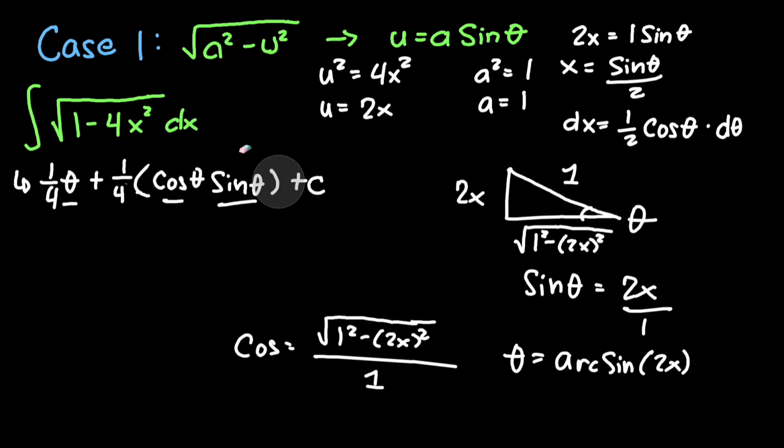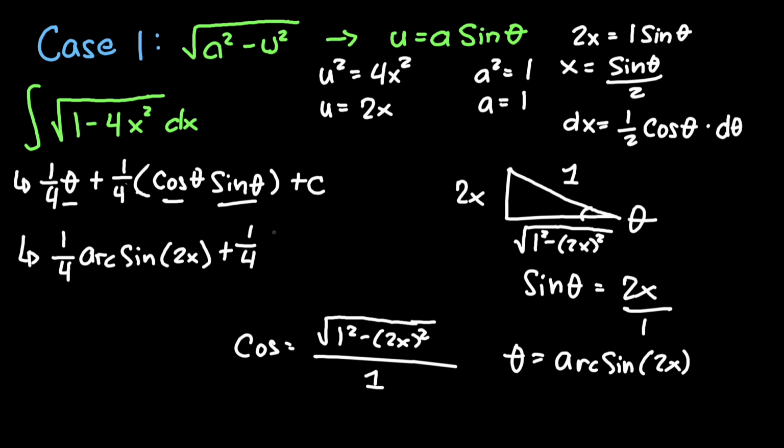And now that we have our values right here, let us substitute it. This would be 1/4 theta, which is arc sine of 2x, plus 1/4, and the value of cosine right here is the square root of 1 minus 2x squared, and the value of sine of theta is simply 2x. And don't forget to add the constant of integration.